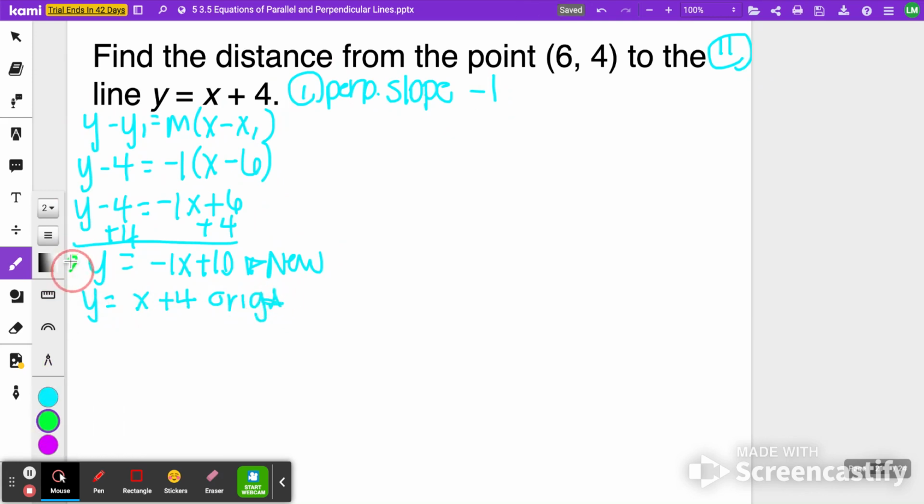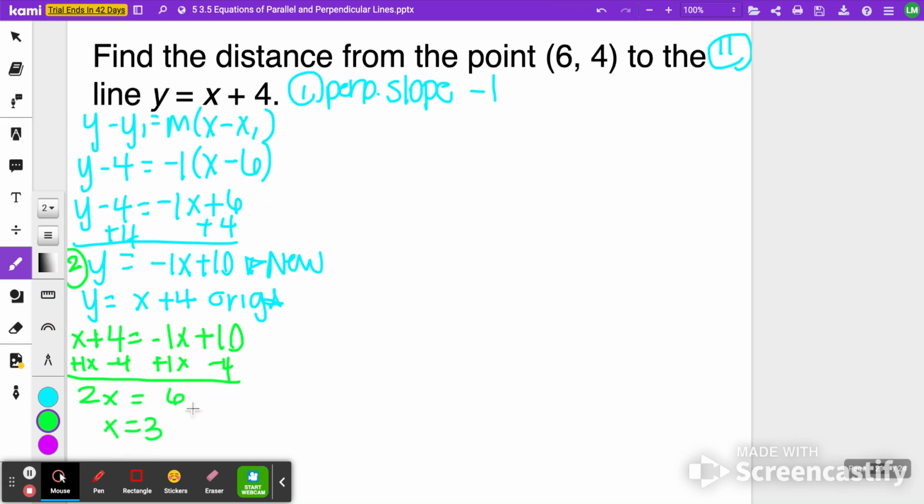Now we're going to move into step 2. x plus 4 equals negative 1x plus 10. Let's go ahead and move the numbers to the same sides. I'm going to add 1x to both sides and subtract 4 from both sides. So x plus 1x is 2x, 10 minus 4 is 6, so x is equal to 3. I'm going to take this and plug it into my original equation. y equals 3 plus 4, which means y is equal to 7.